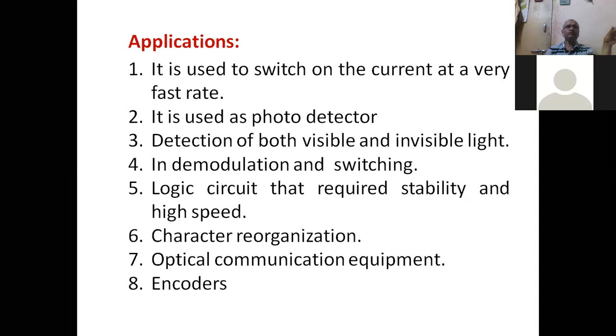Suppose some bulb is connected in that circuit, and as soon as the light falls on the PN junction, the current starts flowing and the device will be turned on. So it is used to switch on the current at a very fast rate. It is also used as a photo detector.